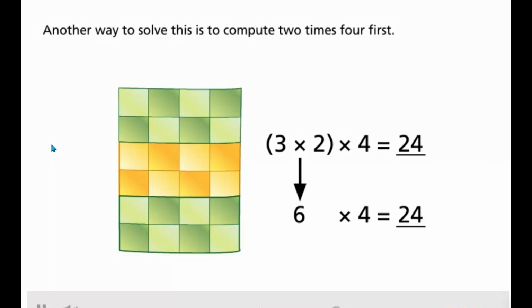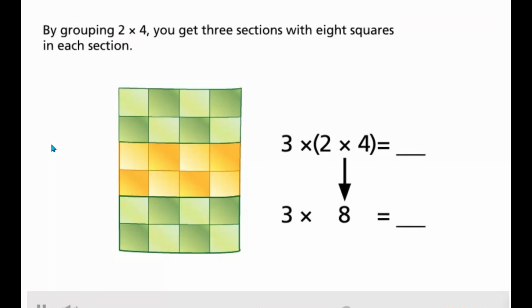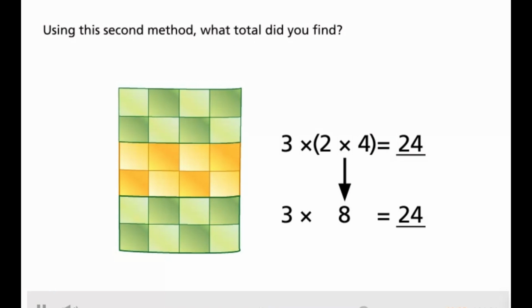Another way to solve this is to compute 2 times 4 first. By grouping 2 times 4, you get 3 sections with 8 squares in each section. There are 24 squares in Drew's quilt pieces. Using this second method, what total did you find?